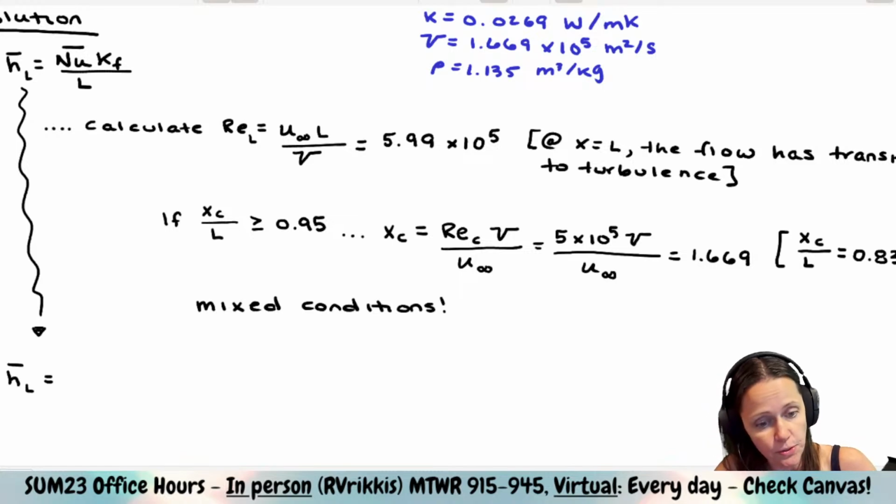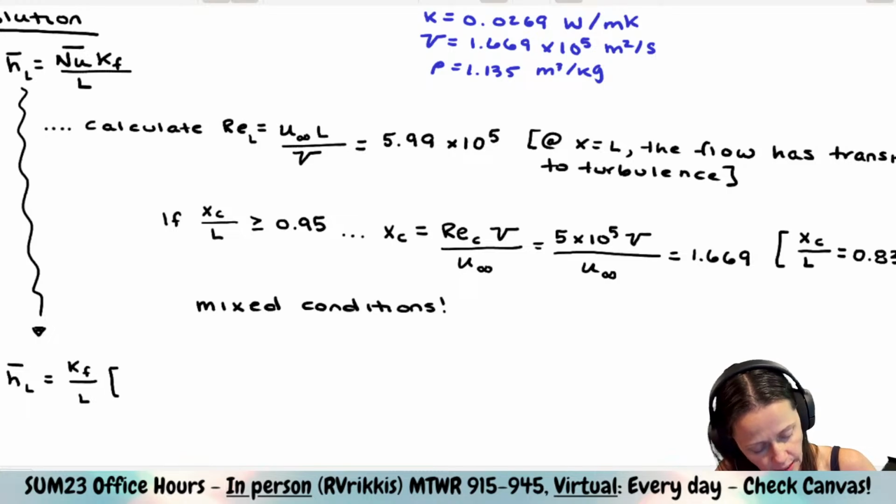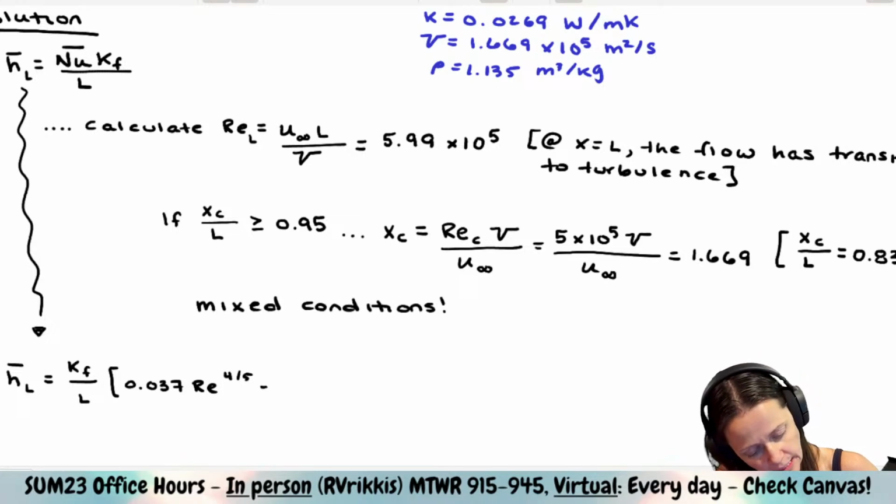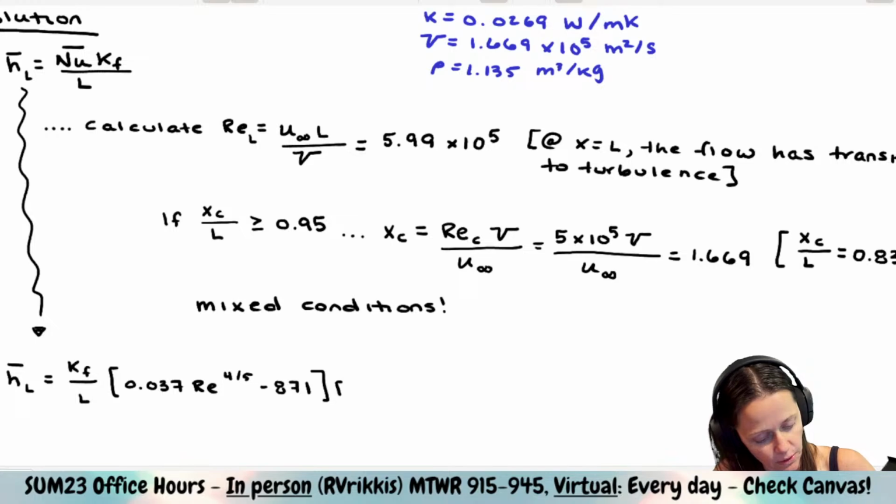This is going to be my Nusselt number, so I'm going to put the k_f out here: k_f over L times my Nusselt number, 0.037 times my Reynolds number to the 4/5, minus 871, times our Prandtl number to the 1/3.